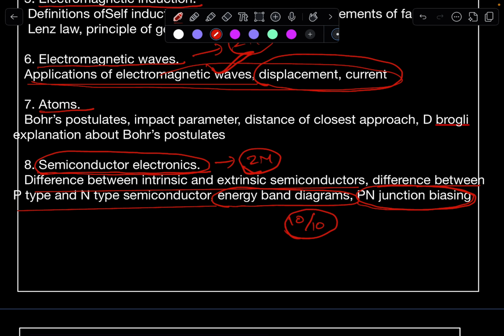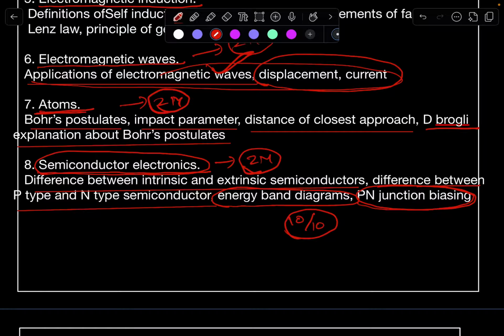Suppose the question paper is a little complicated, for safe zone you can revise the atoms chapter. In the atoms chapter the most important topics are Bohr's postulates, impact parameter, distance of closest approach, and the last one, de Broglie explanation of Bohr's postulates. These 4 topics are most important for 2 marks. So if you practice 5 plus 1 chapter, again I'm repeating, 5 plus 1 chapter, easily you can get 10 out of 10.